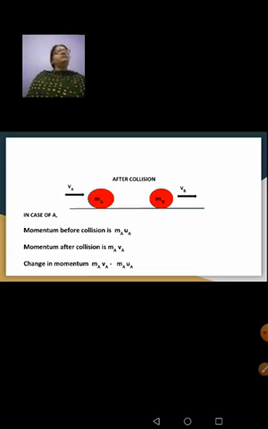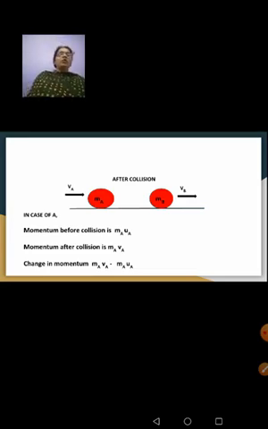Change in momentum is always final momentum minus initial momentum, so after collision minus before collision. So MAVA minus MAUA. Listen carefully to what is shown in this slide, then you can understand. If we want to calculate the rate of change of momentum in the case of A, it will be the same expression, change in momentum upon time, so (MAVA minus MAUA) upon T.